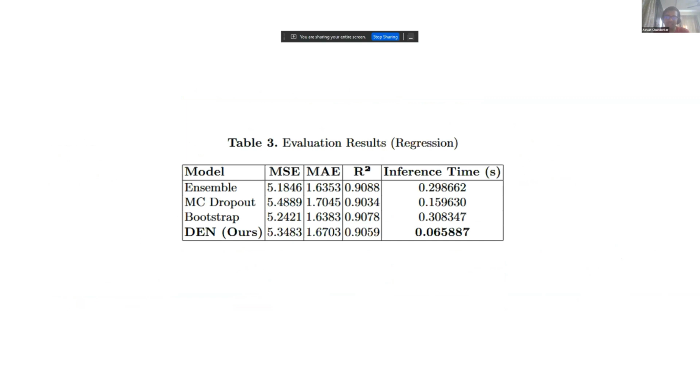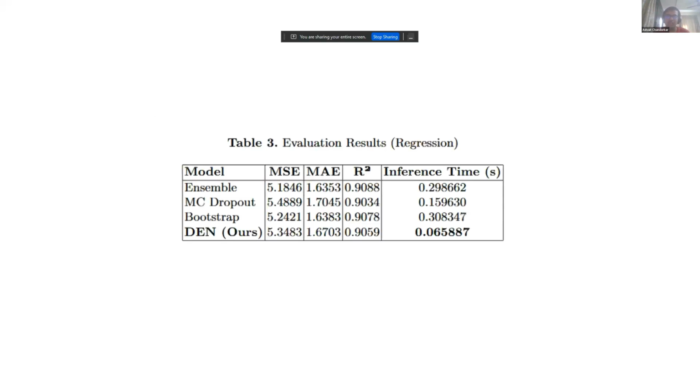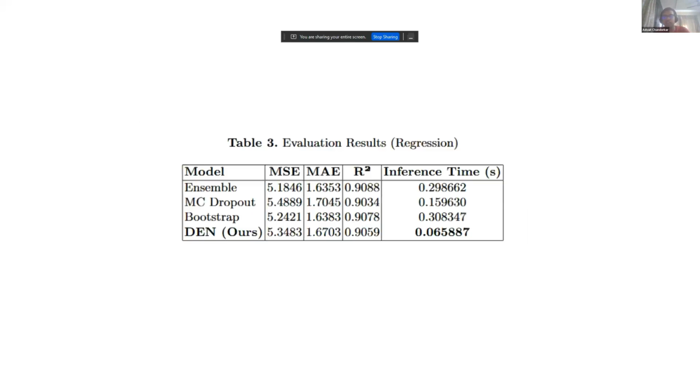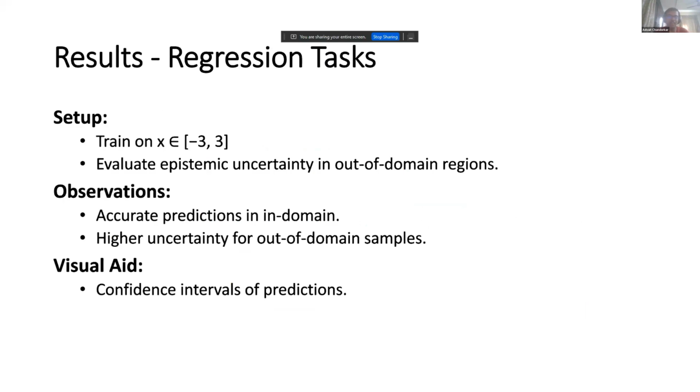models. These are the results for the regression dataset. Here you can see similar results. The key insight we gain from this model is that it performs comparatively very well in real-world scenarios where you need real-time uncertainty estimation, and its accuracy is also pretty good. You can see that our model's accuracy for the MNIST dataset is 98.78, which is the highest among the other three that we compared it with. And even the average variance is second highest among the ones we compared it with.